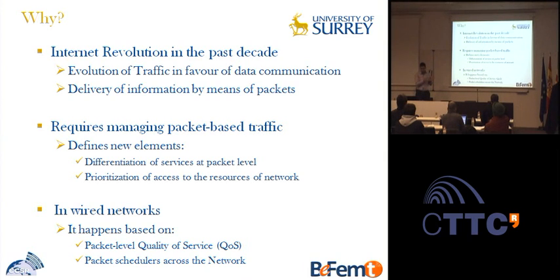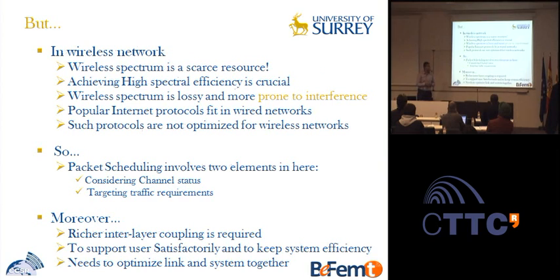In the case of wired communication, it is more straightforward. This can happen by the definition of quality of service at the packet level, as well as by introducing the packet scheduler across the different parts of the network. If we consider the problem in the case of wireless networks, it is more challenging, because wireless spectrum is a scarce resource, as we know, and achieving high spectral efficiency is quite crucial for wireless networks. At the same time, wireless spectrum is lossy, and it is more prone to other losses like interference.